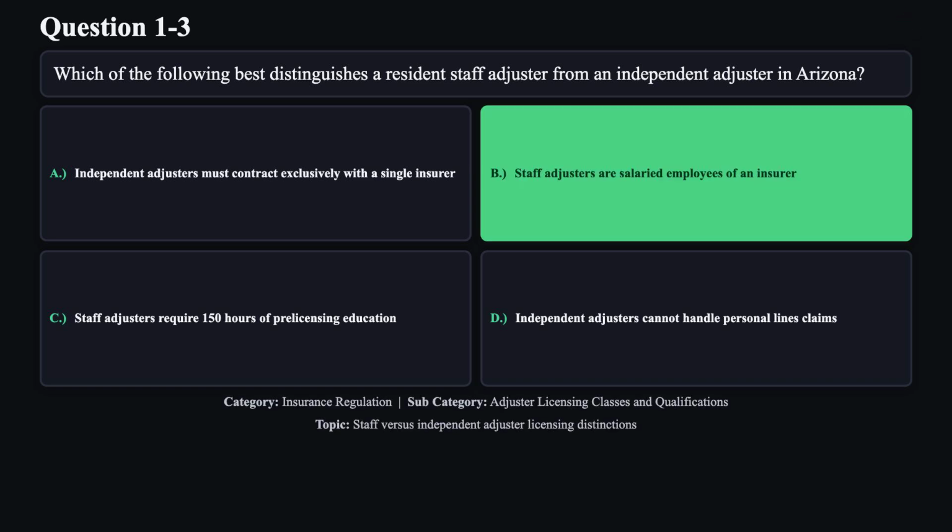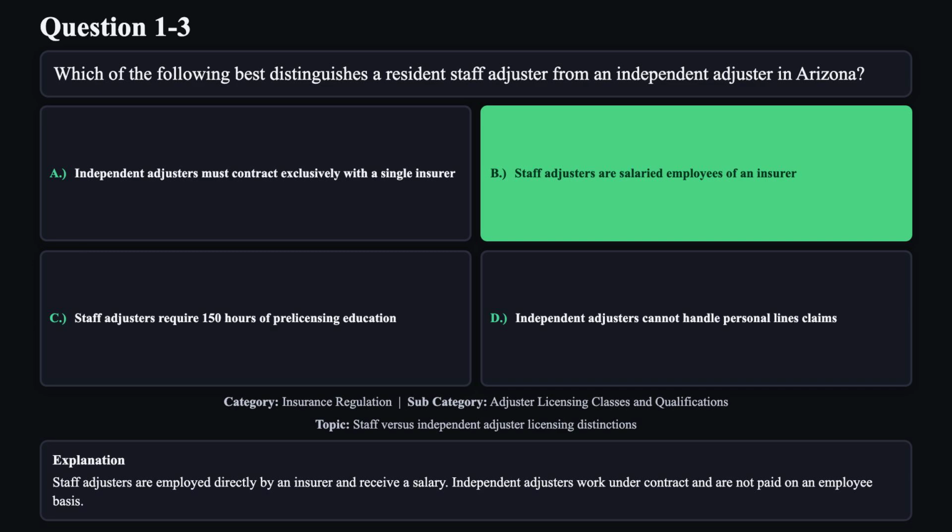The correct answer is B. Staff adjusters are employed directly by an insurer and receive a salary. Independent adjusters work under contract and are not paid on an employee basis.